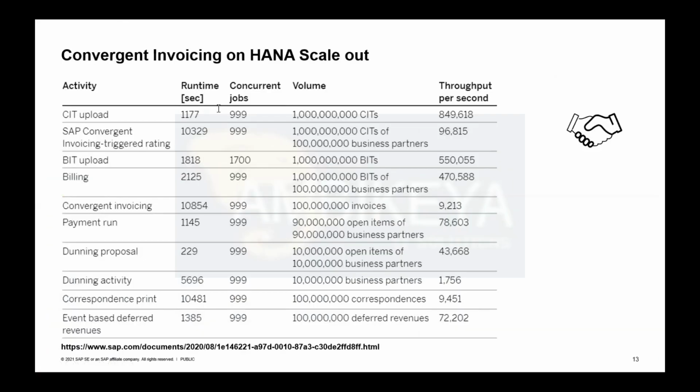We can have a view on the volume, for example. I've just implemented some numbers according to the convergent invoicing part. To give you an idea, we have, for example, a bid, which is a billable item upload here, and we have a volume of 1,000 million bits, and a throughput per second of half a million bits.